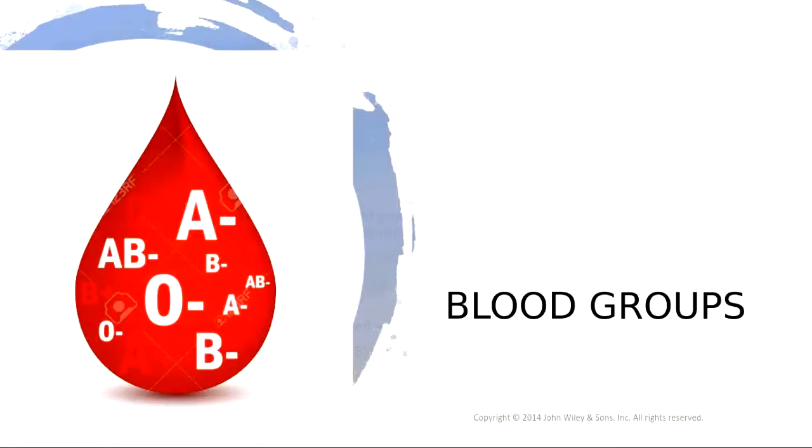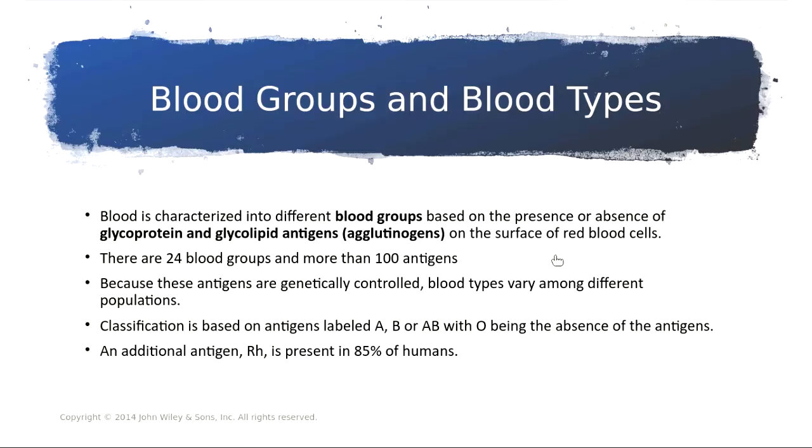Hello guys, in this part I want to talk about blood groups and blood transfusion. On the surface of our red blood cells, or erythrocytes, we have different types of antigens, which are composed of glycoproteins and glycolipids, and we call them agglutinogen. Based on the presence or absence of various antigens, the blood is categorized into different blood types.